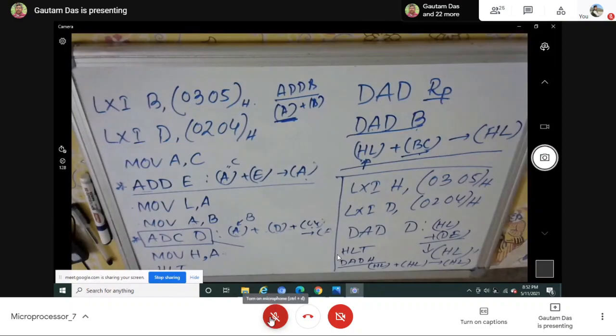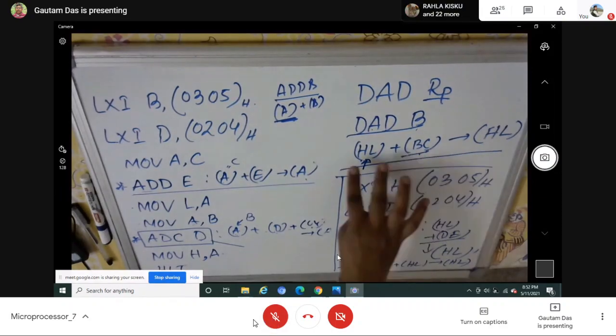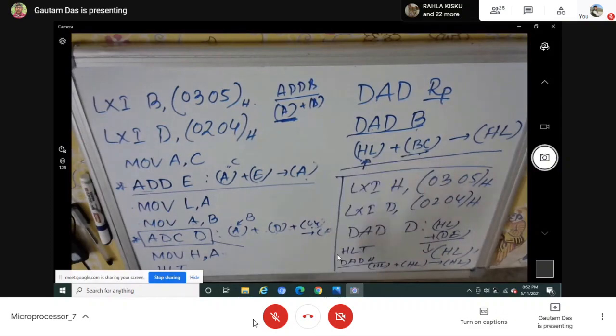Default, of course. For that, by default it will take HL. Just like ADD, it will by default take A. Because the instruction is designed in such a way that it will take one operand as HL, not other. Other registers you can add with that. The content of HL will be added.